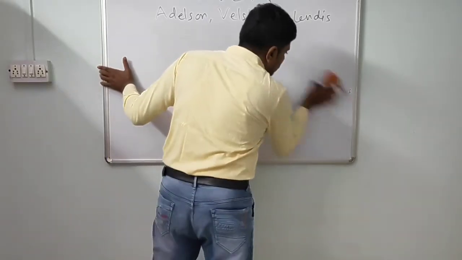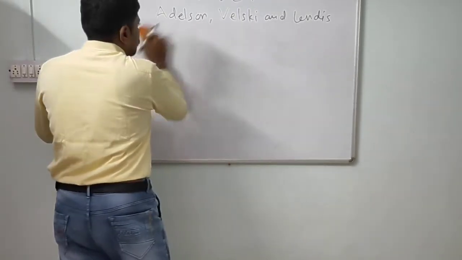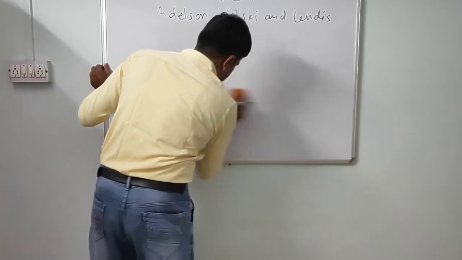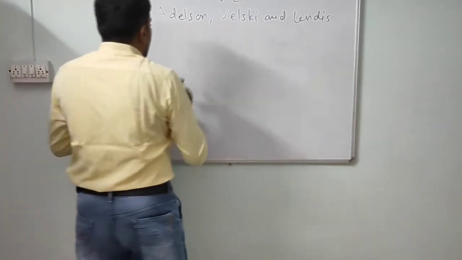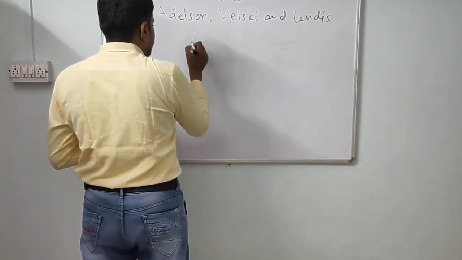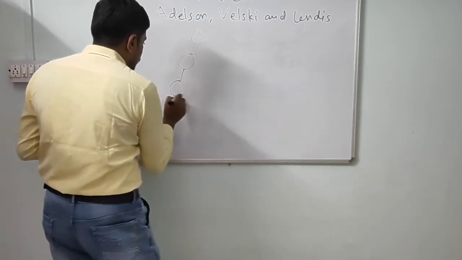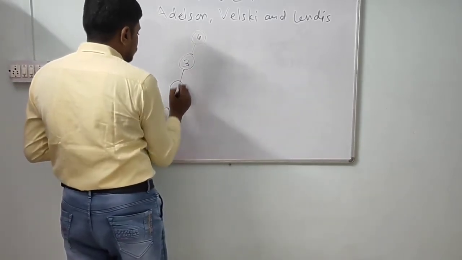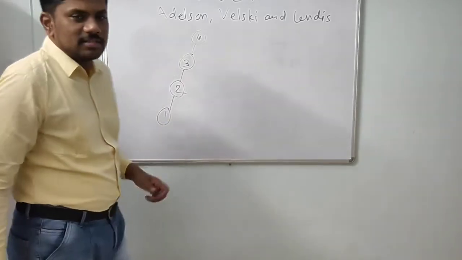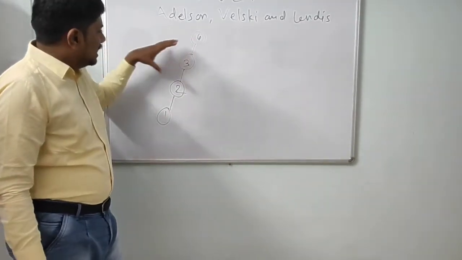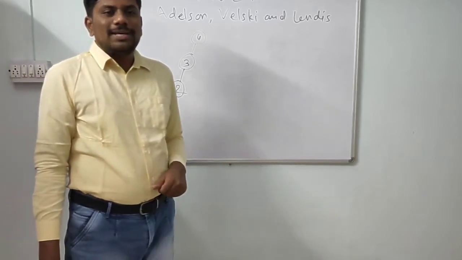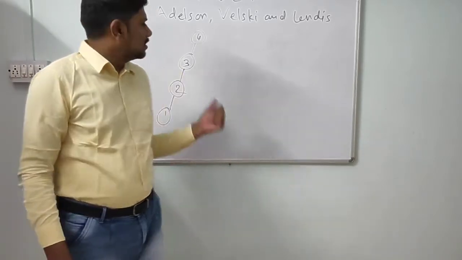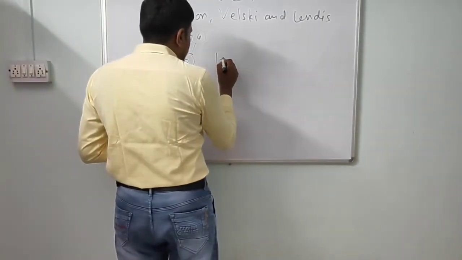Now I will show you an example. Suppose you have such a tree. This is also a binary search tree. This type of tree is called a left skewed tree.